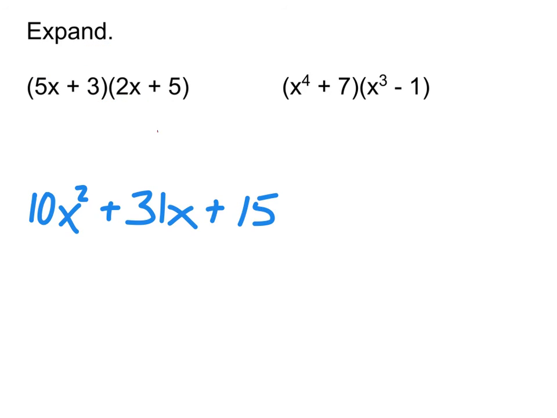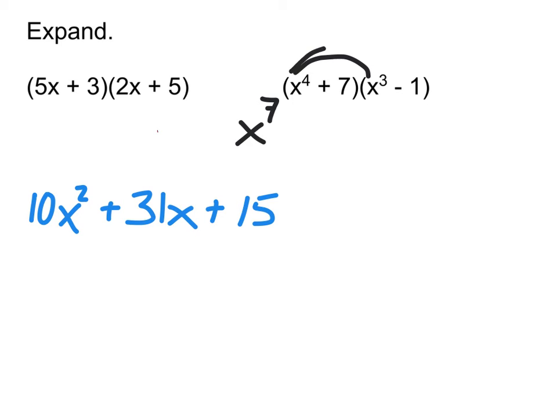All right, now on to the second problem. And again, our process is going to be the same kind of thing. So I'm going to multiply x to the fourth by x cubed. X to the fourth times x cubed, remember that when we multiply the x's, I add their exponents. So that ends up giving me x to the seventh.